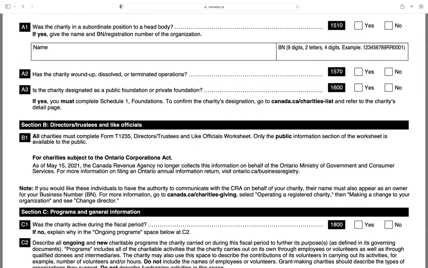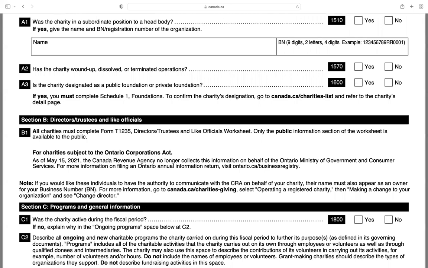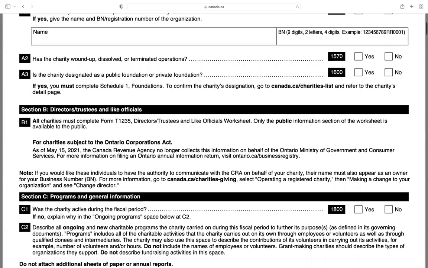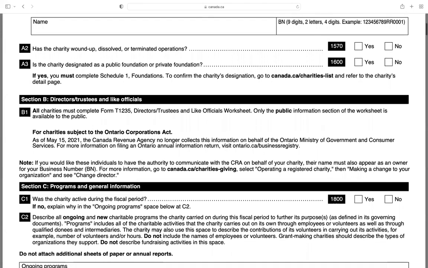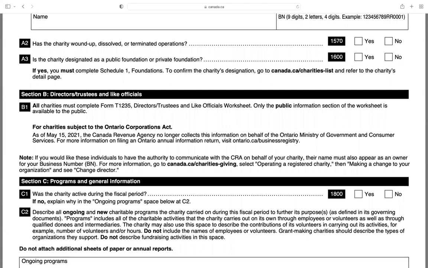All directors must complete form T1235. So section B is talking about the directors completing this form T1235. And if you would like this individual to have the authority to communicate with CRA on behalf of your charity, their name must appear as an owner for your business number.